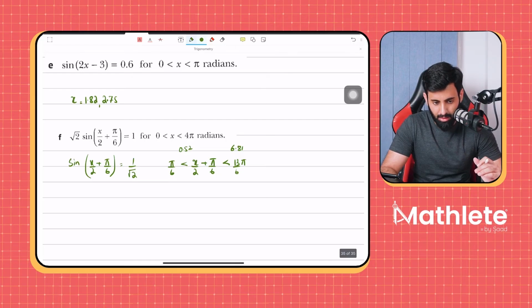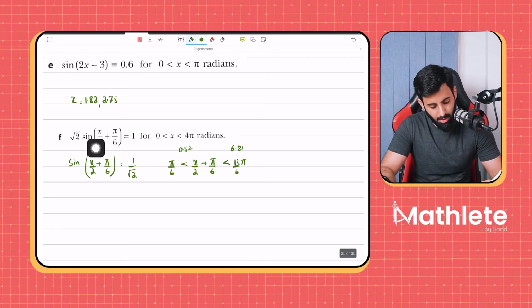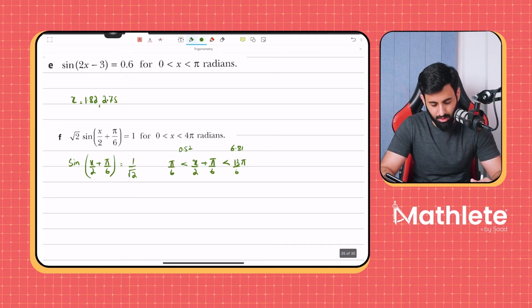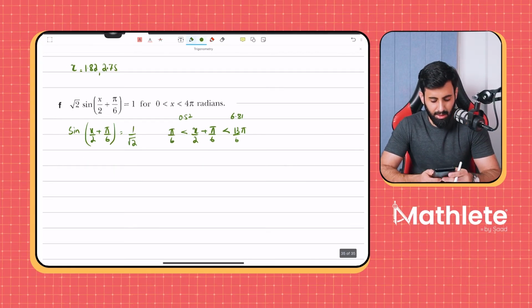Okay. So take 4 pi, divide it by 2, and then add pi upon 6 to it. Okay, why are we doing that to begin with? Notice what's the angle over here? It's x upon 2. That means first we divide x by 2, and then you add pi upon 6. All right. Thank you.